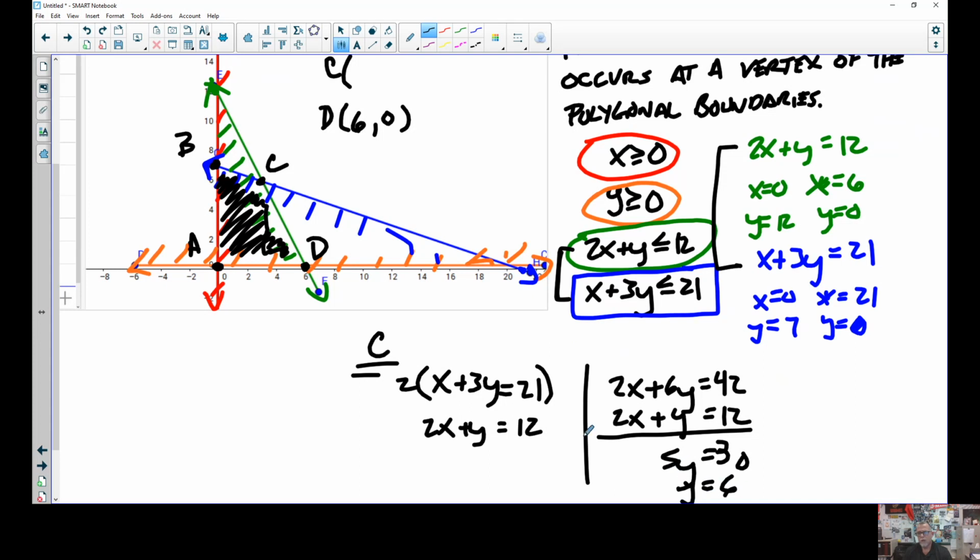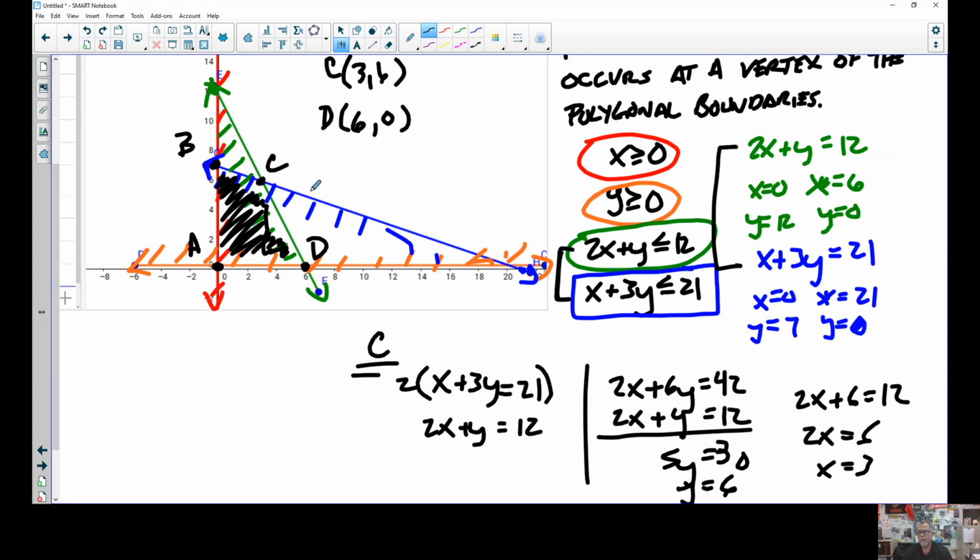Well, if y equals 6, I can go back to either one of these and say 2x plus 6 equals 12, right? If I use this one. And that would mean that 2x equals 6, so x equals 3. So if we look at that, that's pretty close to what we thought. 3, 6 looks pretty good. And that is the solution.